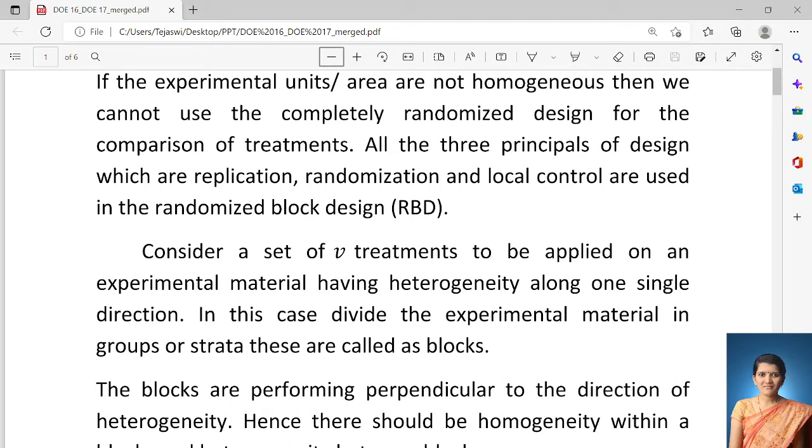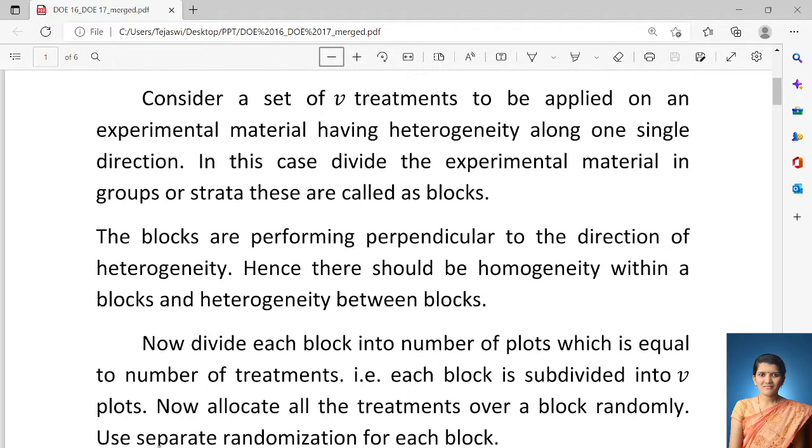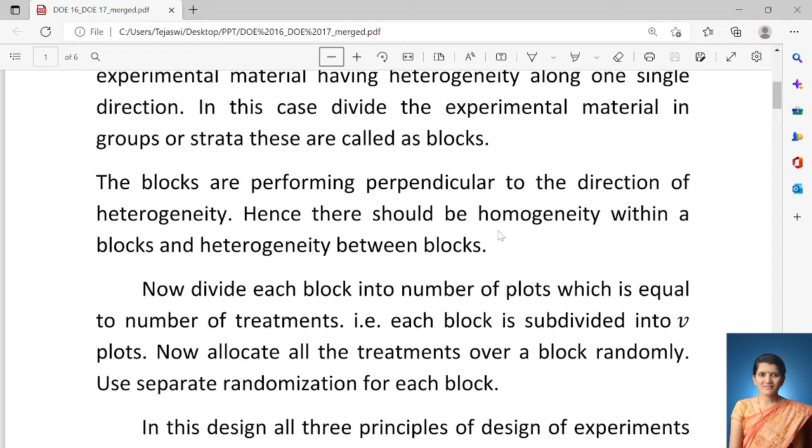Consider a set of v treatments to be applied to an experimental material having heterogeneity along one single direction. In this case, divide the experimental material into groups or strata. These are called blocks, and the blocks are formed perpendicular to the direction of heterogeneity. Hence, there should be homogeneity within the block and heterogeneity between the blocks because the blocks are perpendicular to the direction of heterogeneity.